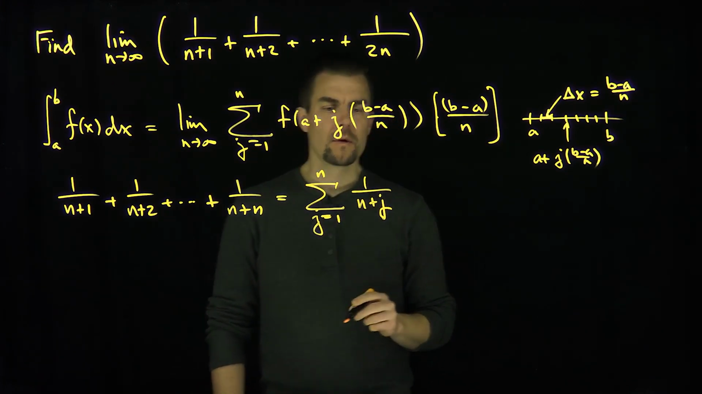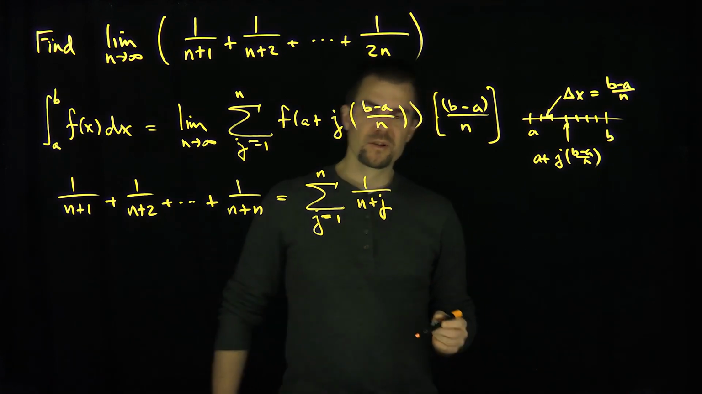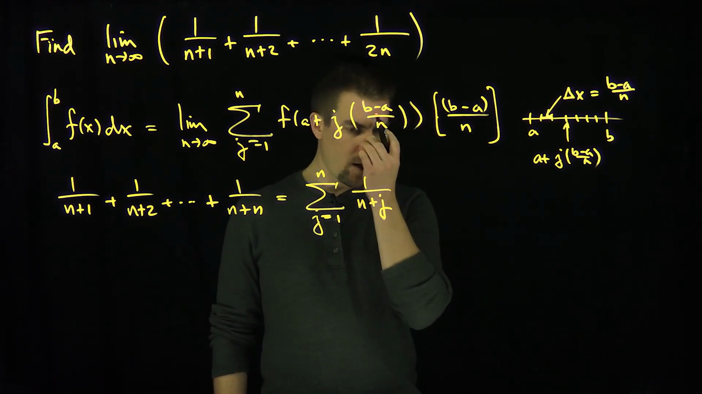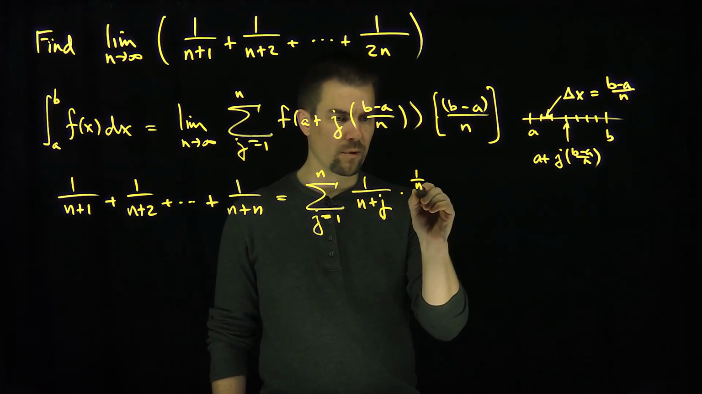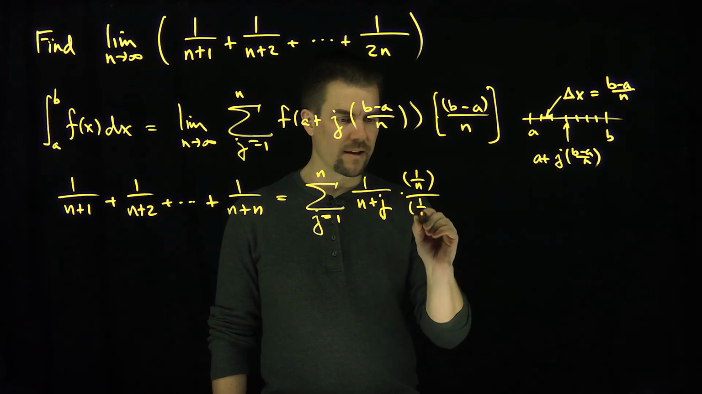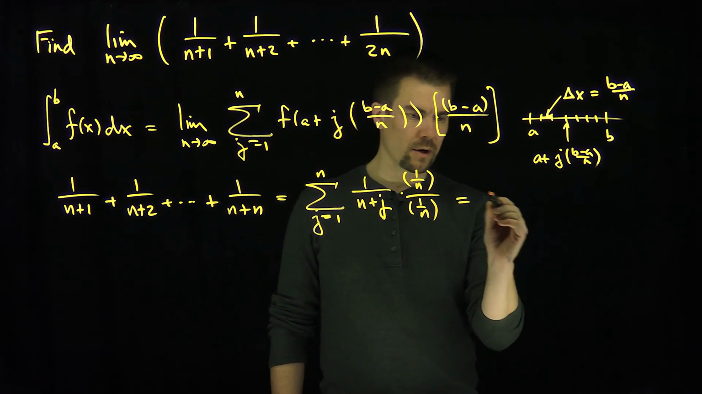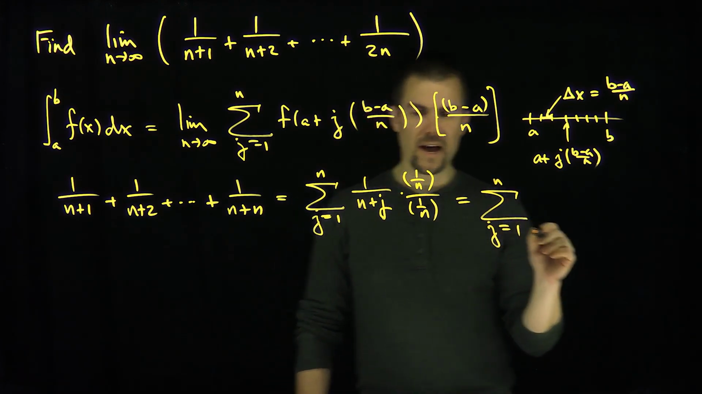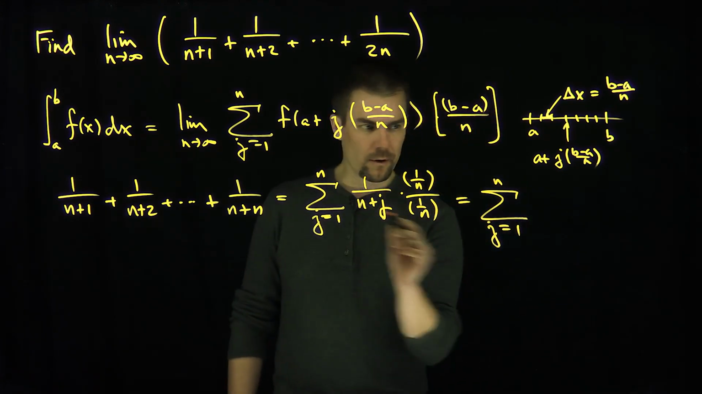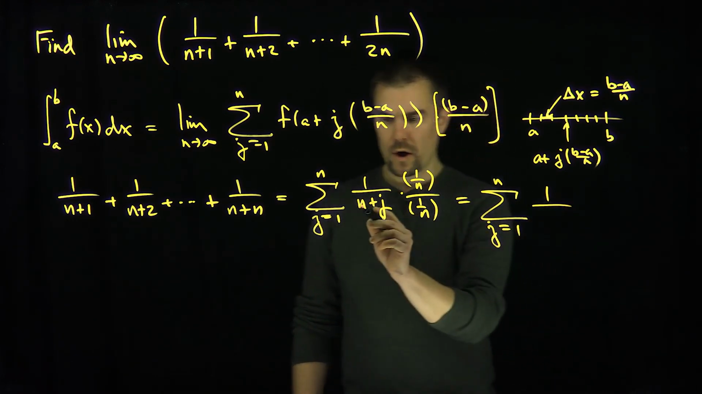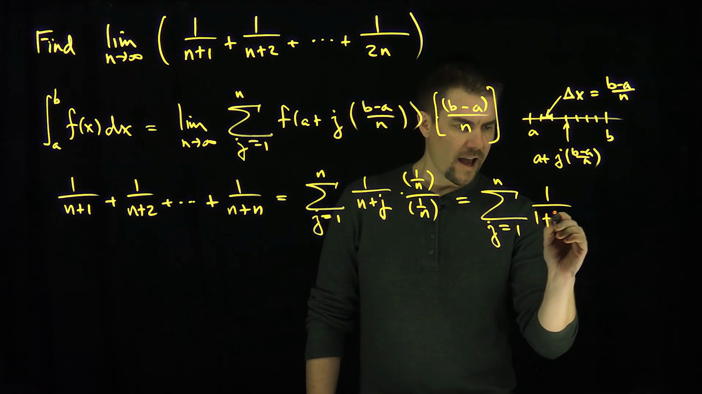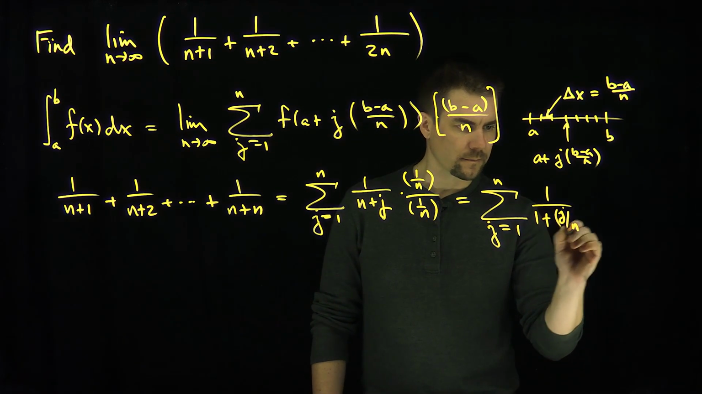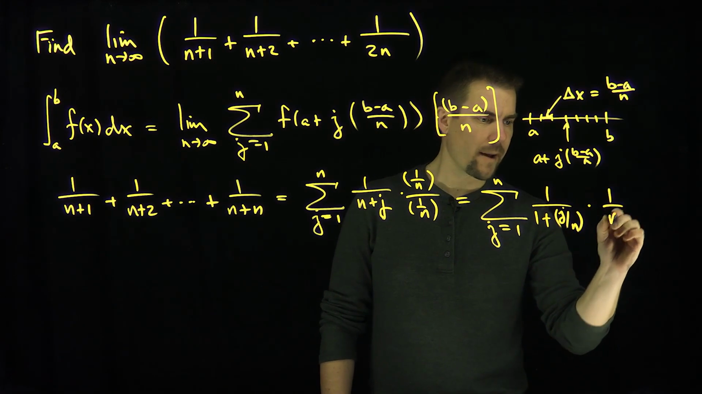Now I'll modify this sum a little bit by multiplying the top and bottom by 1 over n. So I'm going to put a 1 over n in the numerator and a 1 over n in the denominator. That will turn our sum into the sum, j goes from 1 to n, of, let's do the denominator first, 1 over, n times 1 over n is 1, and then j over n times 1 over n.